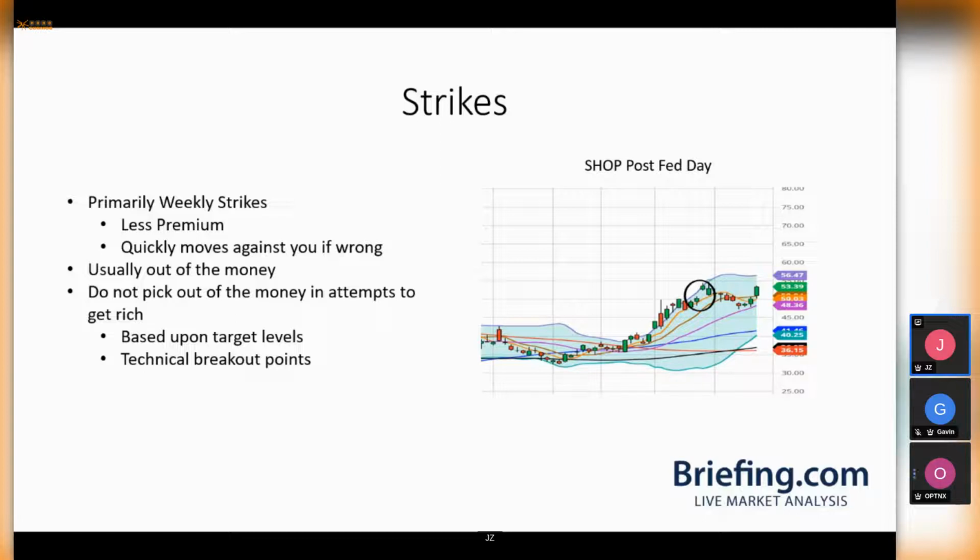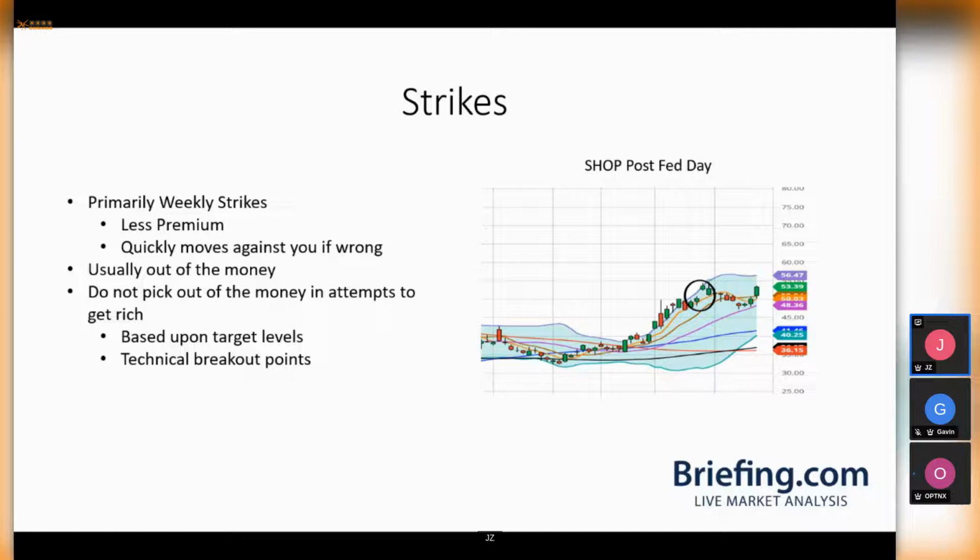And then I'm usually looking at out of the money. Again, that's just because I'm playing the breakouts and I don't want to pay that extra premium. And I mentioned this on the call before, but I'm not picking out of the money in attempts to get rich. I think this is another place where new traders especially get burned. You enter in with the mind frame of, oh, I'll just buy this super cheap option that's way out of the money and I'll get this big move and become filthy rich quick. And sometimes that happens, but a lot of times it doesn't. Otherwise, we'd all be doing it.